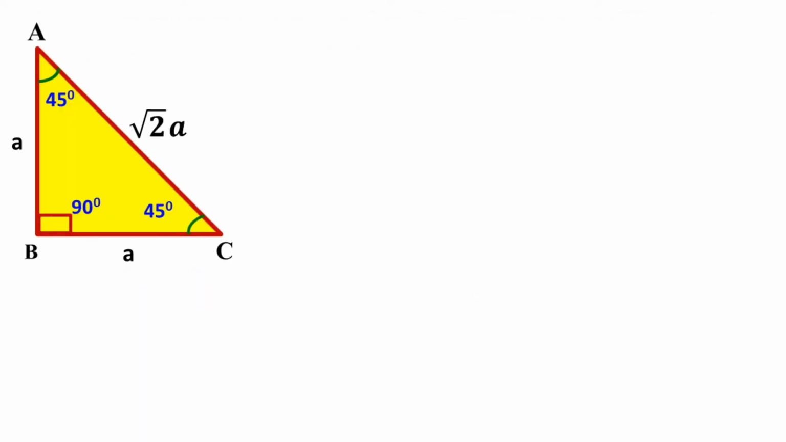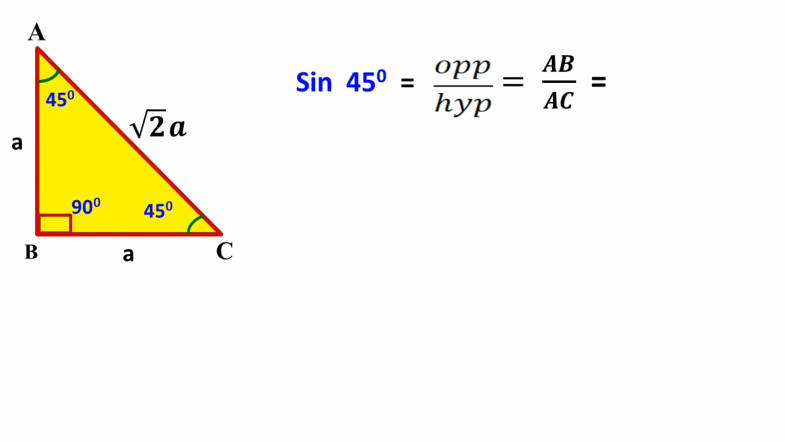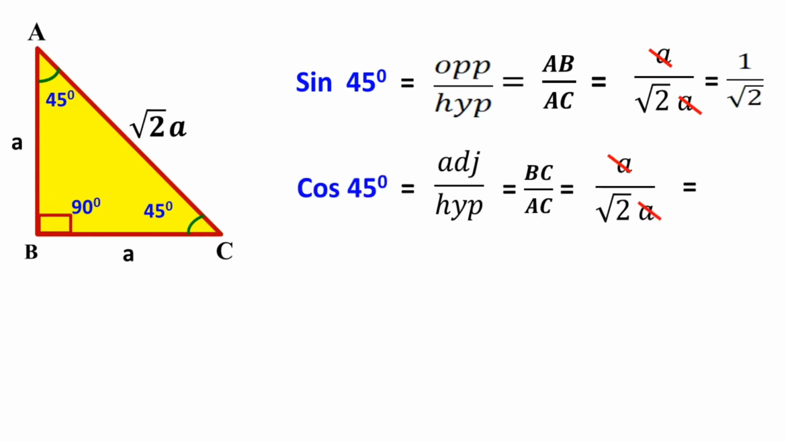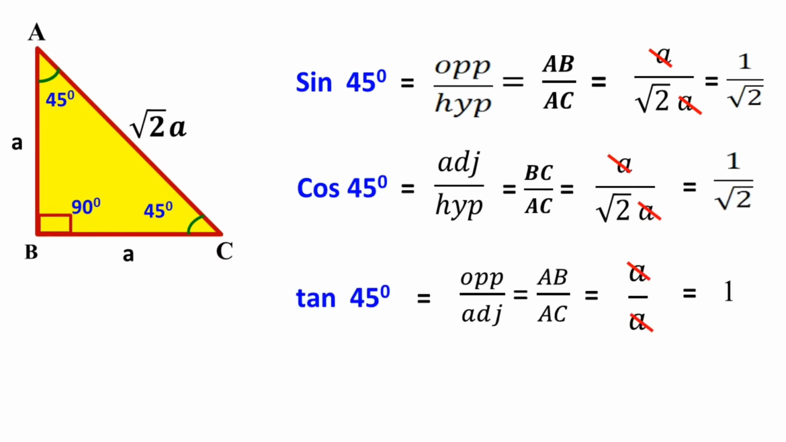Now see the figure. AB is equal to a, BC is equal to a and AC is equal to root 2a. Then 45 degree. With respect to 45 degree, we can take either angle A or angle C. The opposite and adjacent side will be a only. Both are same. So we can take angle A and angle C also, since both are 45 degree. So sine 45 degree is equal to opposite by hypotenuse, and substitute opposite is a and hypotenuse is root 2a. We can cancel a. Then the answer is 1 by root 2.